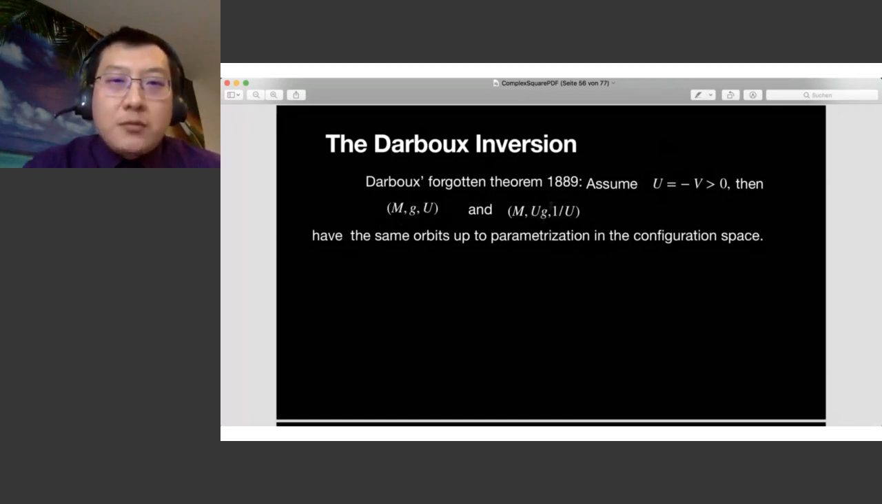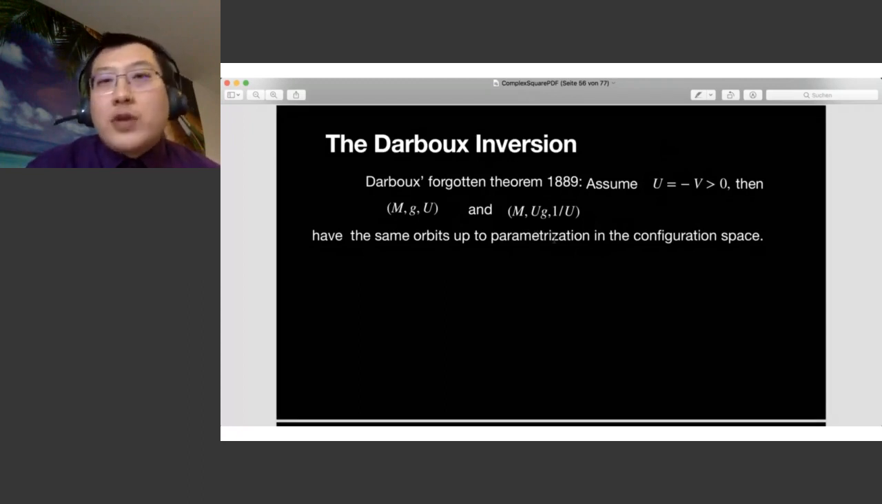And Darboux's theorem tells us that (M, g, U) and (M, U·g, 1/U) are very different systems. For example, the underlying manifolds are the same, but the metric changes and the force function changes. However, they will have the same orbits in M, up to some time parameterization in the configuration space. There are several proofs. Darboux's original proof makes use of the Jacobi-Maupertuis metric. So essentially, one sees that these systems will have essentially the same Jacobi-Maupertuis metric.